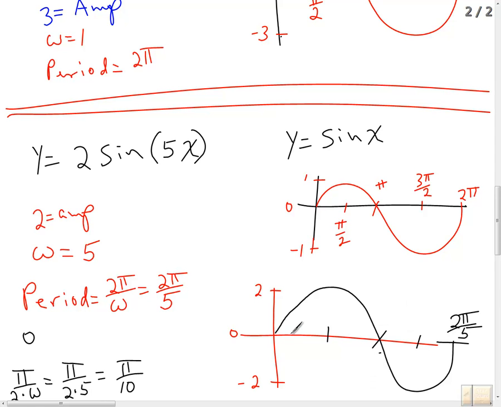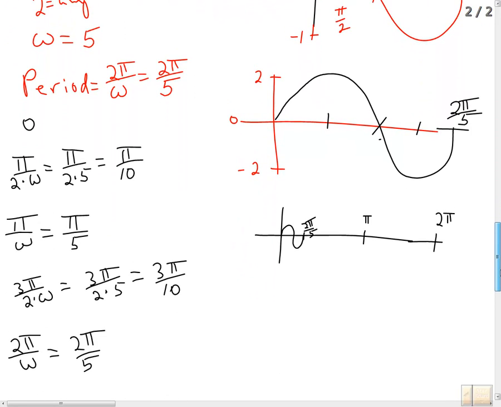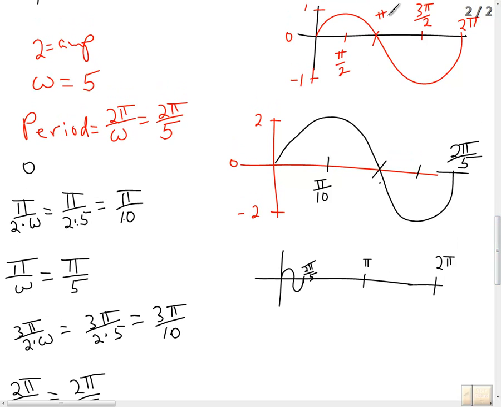Let's see how we figured that out. So here's our amplitude, our baseline is 0, so it goes up 2 and then down 2. The way we figure out our increments is we start with 0, then pi over 2 divided by omega. Since omega is 5, pi over 2 times 5 is pi over 10. So instead of pi over 2, now we have pi over 10. And then instead of pi, we look at pi over omega, which would be pi over 5.